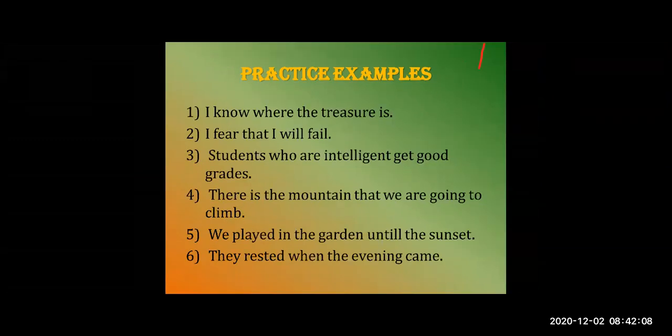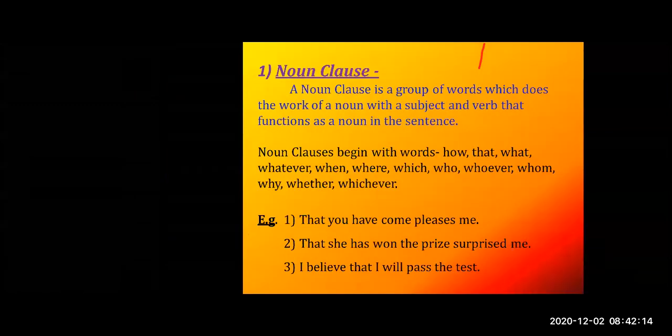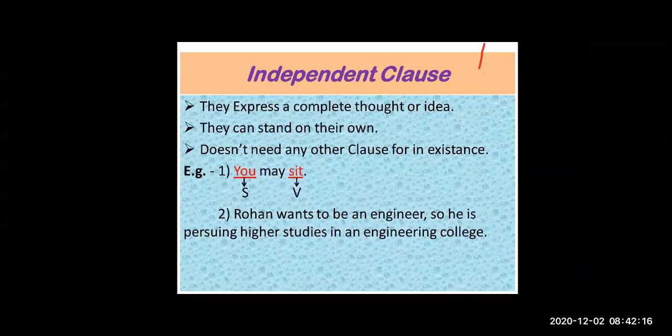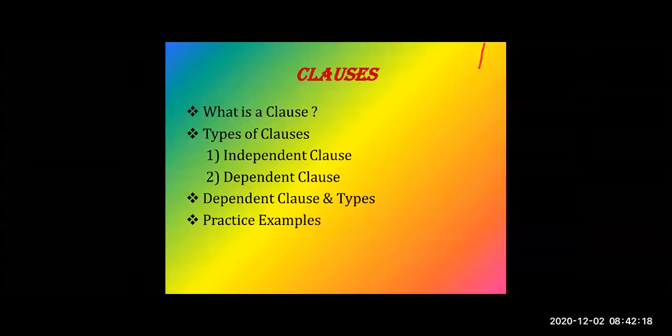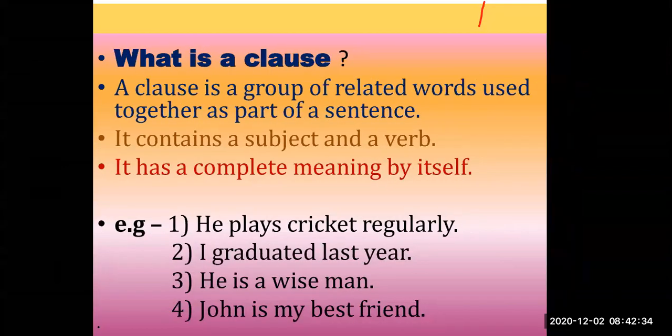Okay. Now let's discuss what we have seen in this topic. We will revise over it. First we have seen what is a clause, that it is a group of related words used together as a part of a sentence. It contains a subject and a verb, and it has a complete meaning by itself. And examples we have discussed over here.